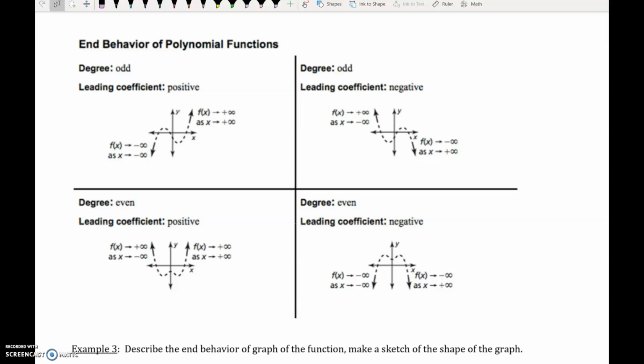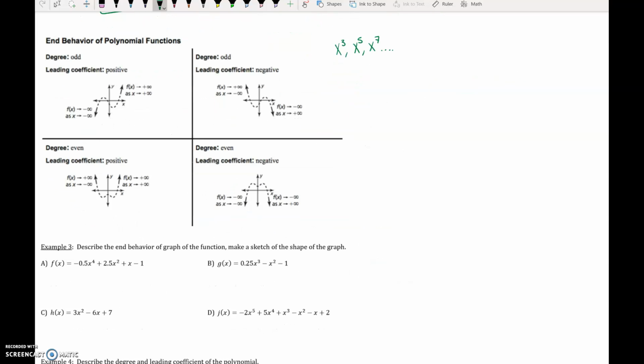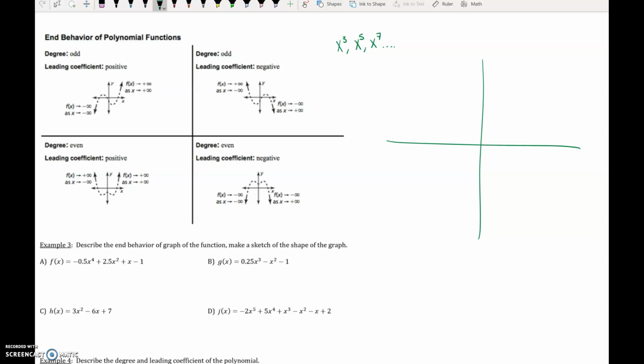So first let's talk about odd degree. An odd degree polynomial is a polynomial where the largest term is x cubed or x to the fifth or x to the seventh. Anytime your largest exponent is an odd number. If you're doing this on your own, I would make yourself a chart like this. And this is odd degree, positive leading coefficient. This next one is odd degree, negative leading coefficient. Okay. Odd degrees, the ends point in opposite directions. So I want you to write somewhere in there, odd degree, opposite.